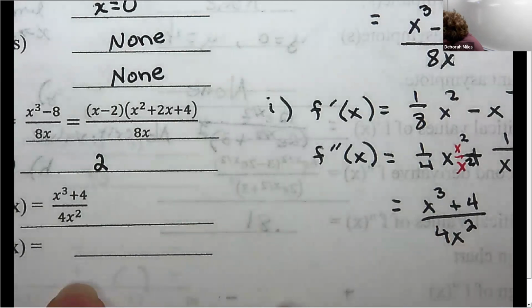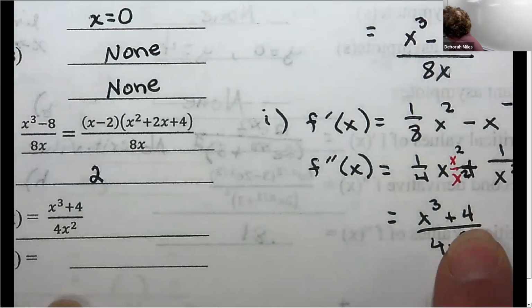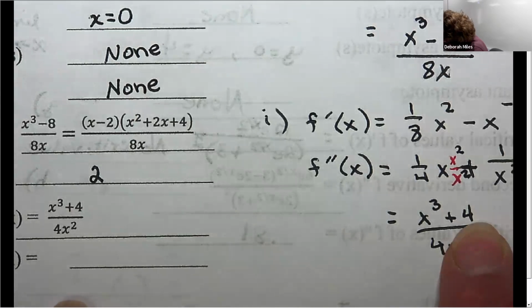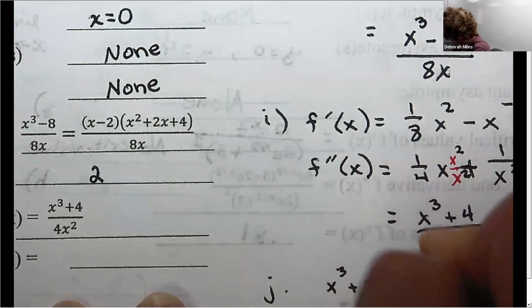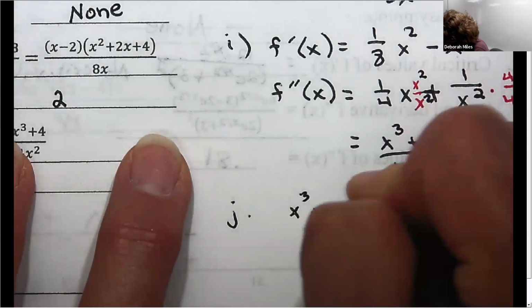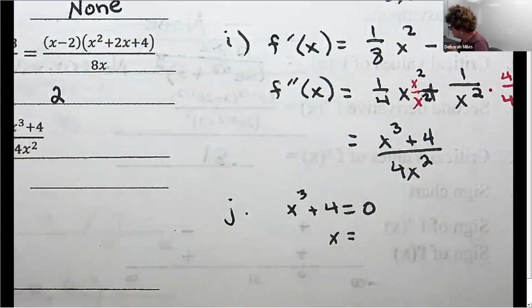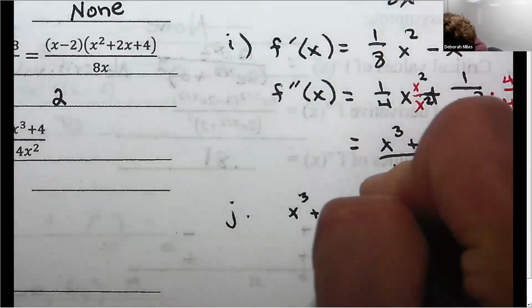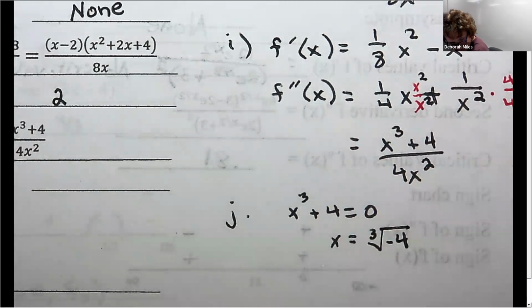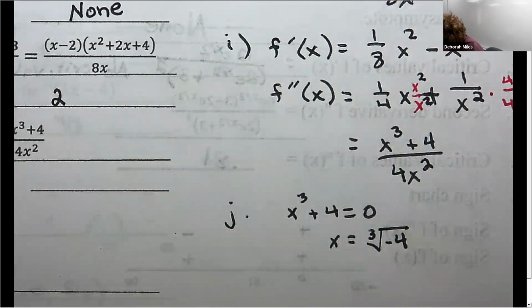What about what makes the numerator 0? Is there anything that makes the numerator 0? I can take the cube root of a negative. I can't take an even root of a negative. So in part J, when I set x cubed plus 4 equals 0, x would be, do I have a plus or minus here? No, that's when I take even roots of both sides. This is just x equals the cube root of negative 4. And I can get a decimal approximation of that.